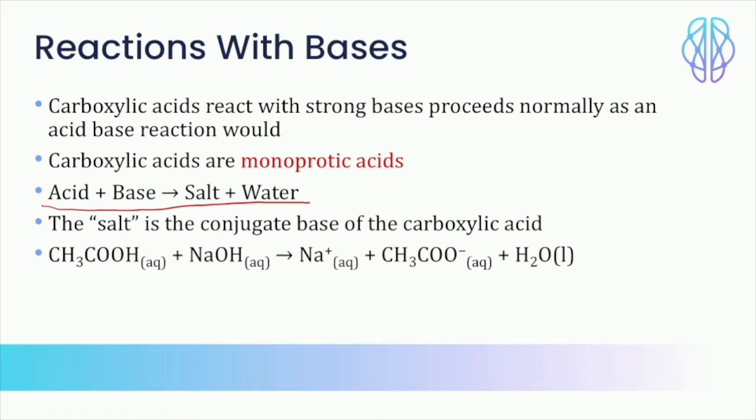The salt is the conjugate base of the carboxylic acid, or a part of it, and I'll show you what I mean. So down the bottom I have ethanoic acid reacting with sodium hydroxide. So this is our carboxylic acid. This is our base, a strong base, so we're going to get the products of a salt and water. Always remember, an acid-base reaction will give you a neutralization reaction, which gives you a salt and water.